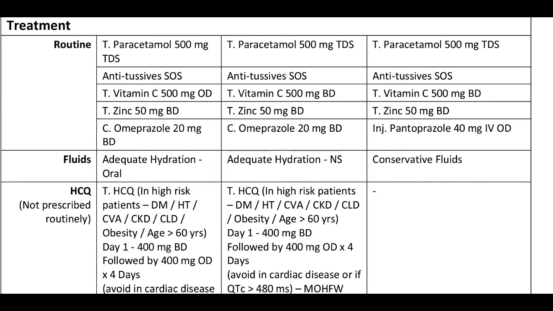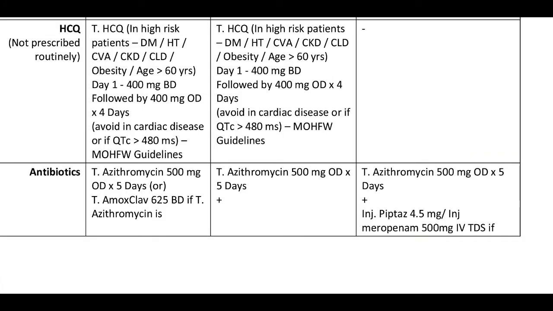Next is hydroxychloroquine. This is not a standard drug, but it is given in some hospitals. In mild and moderate disease, it is given. It is not given in severe disease. In mild and moderate, we give it for high-risk patients who have diabetes mellitus, hypertension, cardiovascular diseases, obesity, or age more than 60 years. It is given 400 mg twice daily on day 1, followed by 400 mg once daily for the next 4 days. It is avoided in severe cardiac disease.